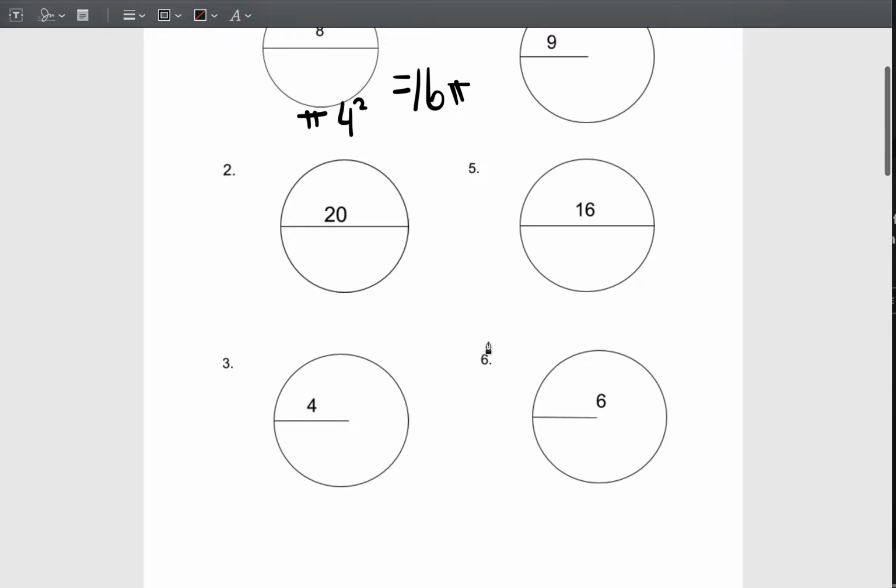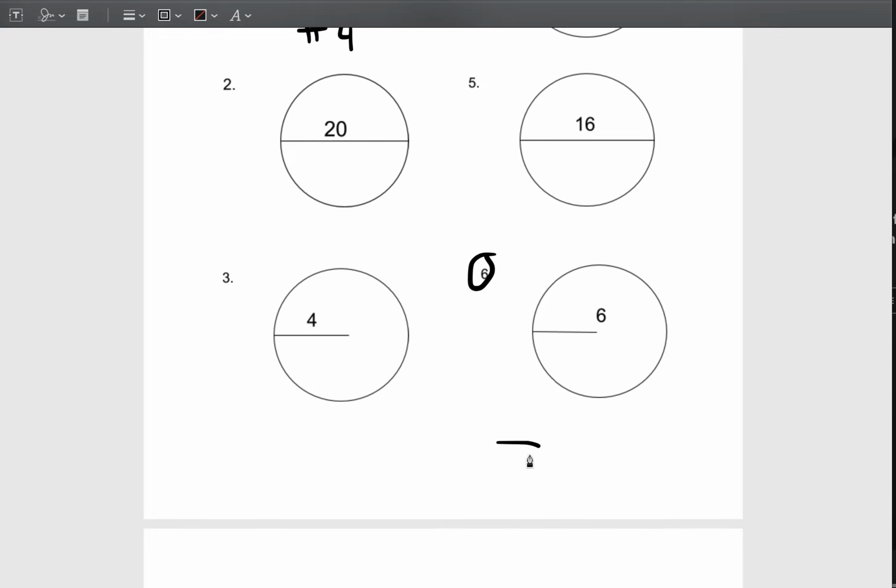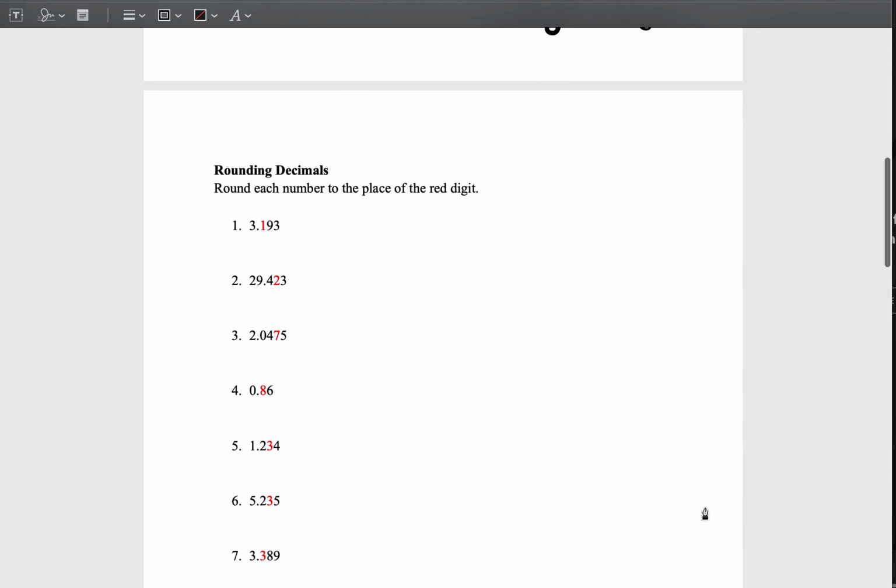One more question is number 6. So pi r squared. Now we know that the radius, or r, in this is 6 because it is only halfway. So it's pi 6 squared. And we know that 6 times 6 equals 36 pi. So that's the answer, 36 pi. Really easy.